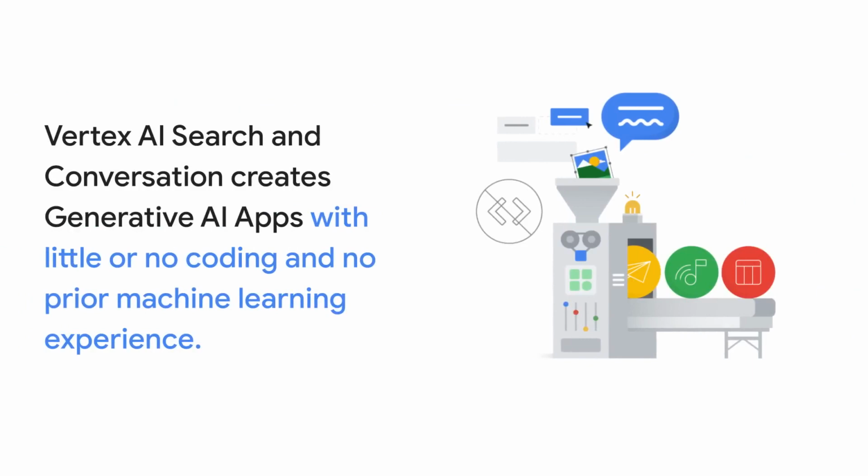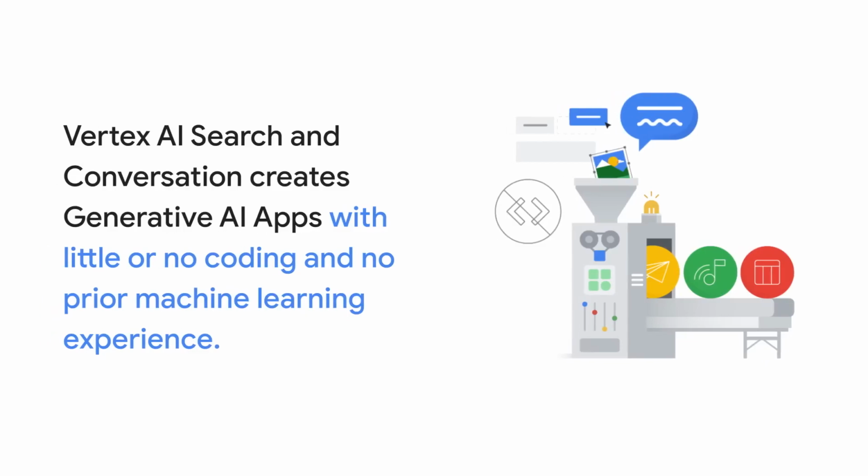Build generative AI search and conversations for customers and employees with Vertex AI Search and Conversation, formerly Gen AI App Builder. Build with little or no coding and no prior machine learning experience. You can create your own chatbots, digital assistants, custom search engines, knowledge bases, training applications, and more.